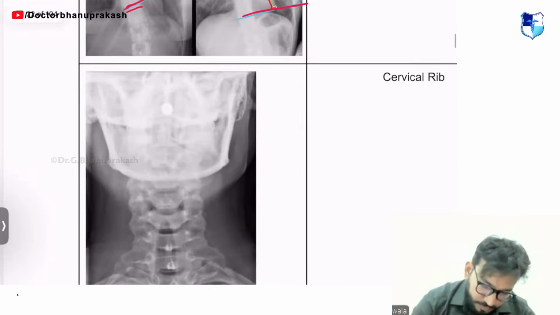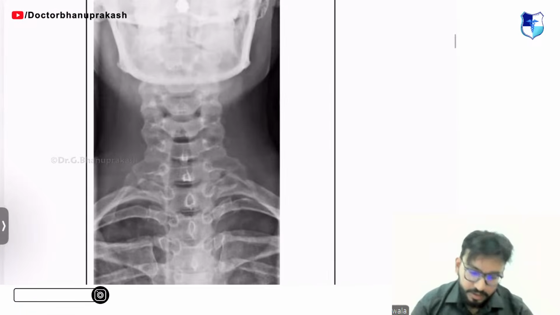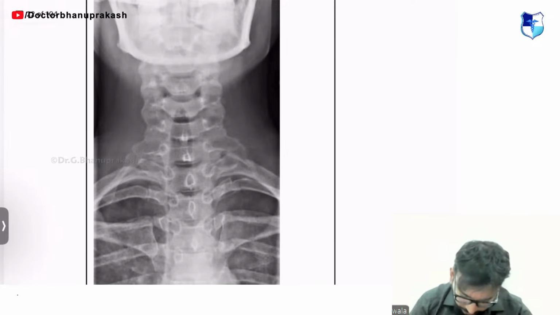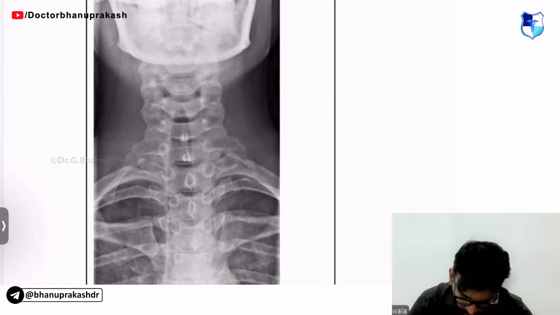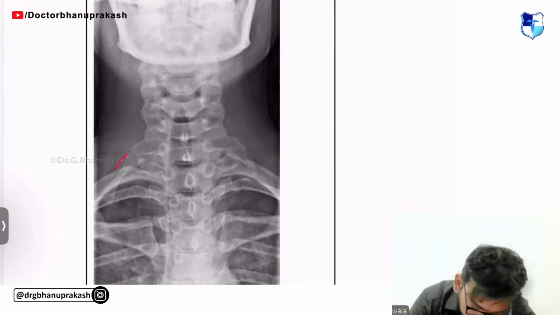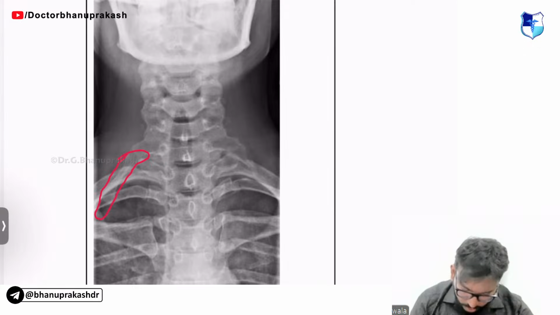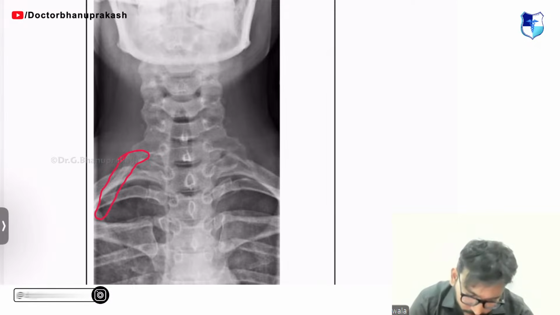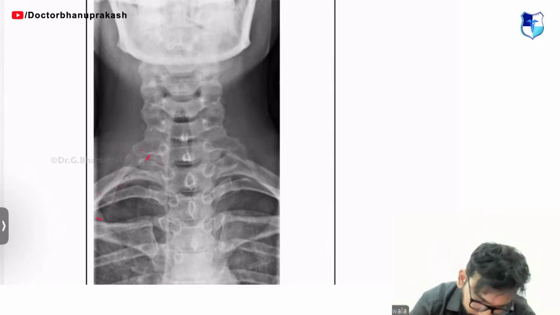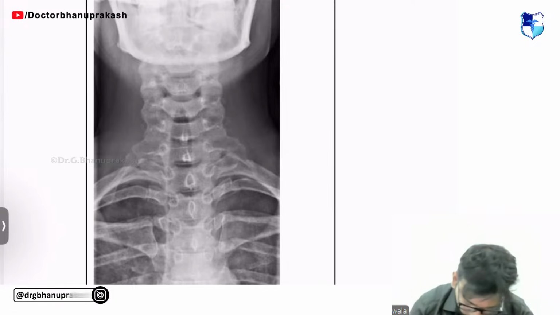Look at this. What do you see, guys? Any abnormality that you can see here? Come on, keep answering. Can you see this shadow here of a rib that is coming? No, no, this is not steeple, guys. Look at this. I'll erase it so that you can see it again. Can you see this shadow?